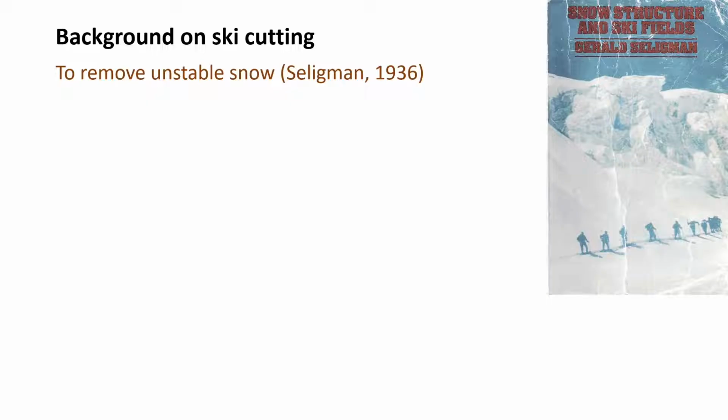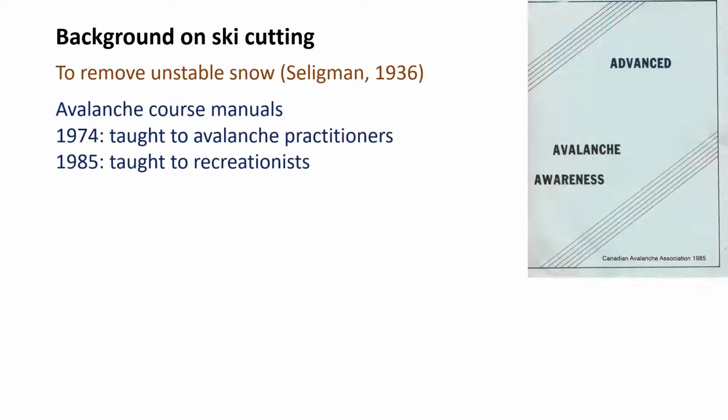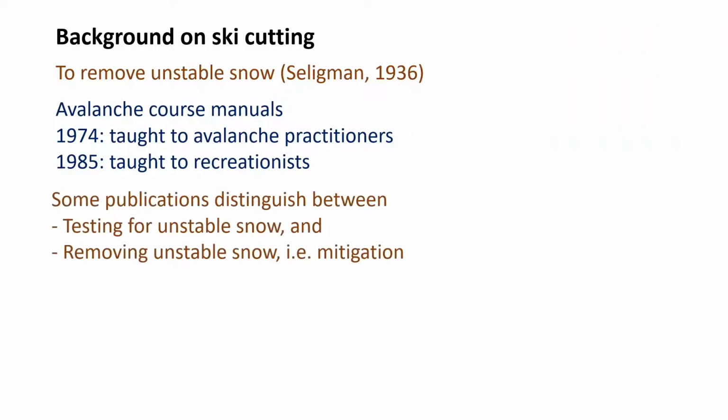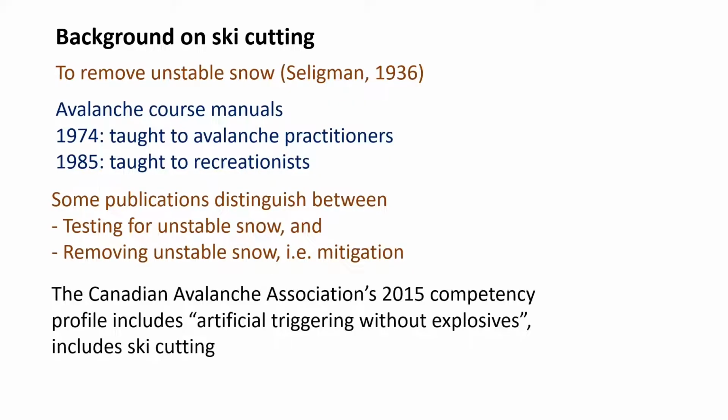Here is a very brief background on ski cutting, just a few highlights from the online paper. As a way to remove unstable snow, ski cutting has been mentioned in publications going back to 1936. According to some of the older avalanche course manuals on our bookshelves, ski cutting was being taught, at least in Canada, to avalanche practitioners in 1974 and to winter recreationists in 1985. Some publications distinguish between two types of ski cutting, either testing for unstable snow or for removing unstable snow, that is, mitigation. Ski cutting remains widely used.